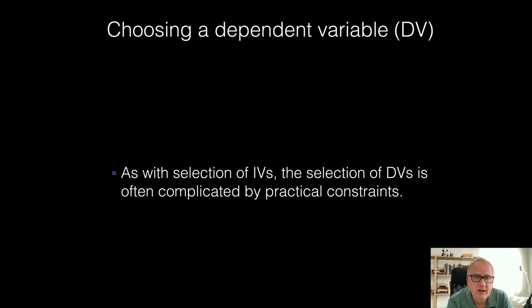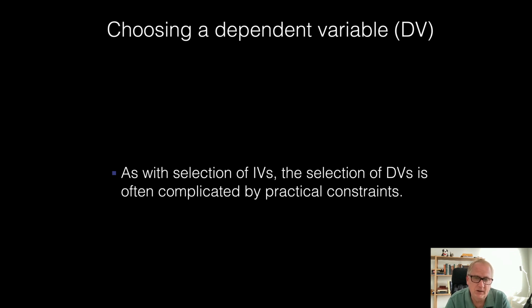So the point here is that, again, just like with the selection of the independent variable, the selection of the dependent variables is often complicated by practical constraints. So in this study, we have the issue of the Seligman et al. interested in looking at how happy people feel. And there's probably different ways you could do it.